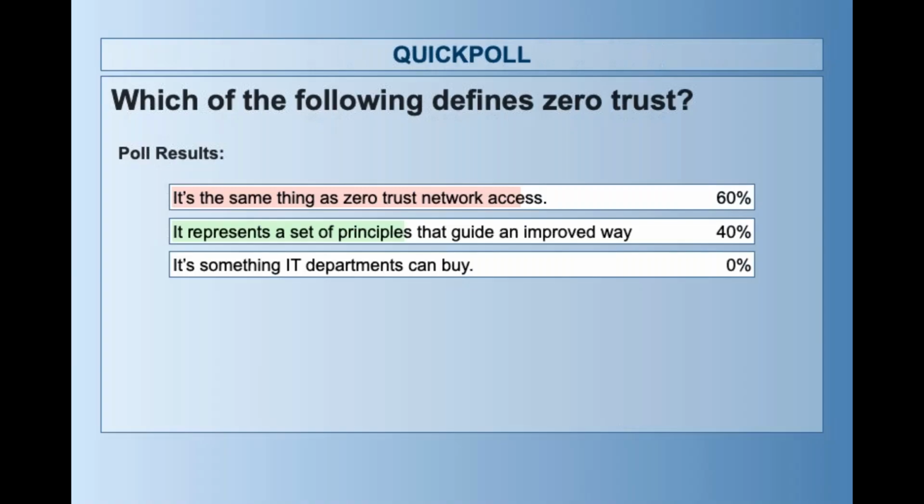There we go. Right, so we have some poll results. There's effectively two opinions, right? It's the same thing as zero trust network access, as well as it represents a set of principles that guide an improved way. So, zero trust network access is one implementation of zero trust, but I guess the fundamental premise of zero trust is that what you're trying to achieve is avoiding all possible situations of implicit trust, right? That's really the purpose of zero trust, is we want to ensure that we do not have any form of implicit trust. And that might mean that we have multiple different signals that we need to accommodate when we build policy. Right, so that's great. So that's the first poll.